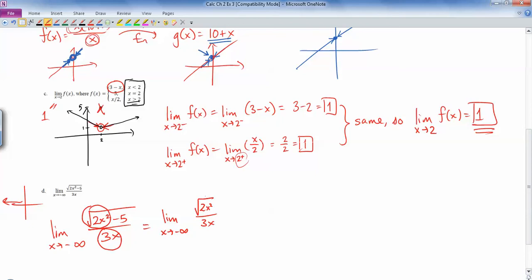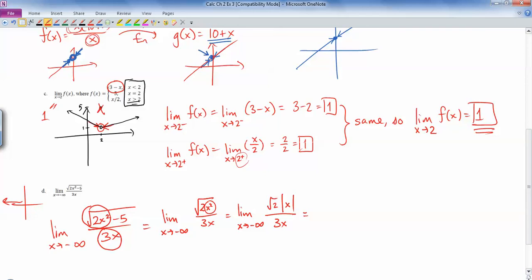Now, root 2x squared. Let's rewrite the limit part. The root 2 is just root 2. If I take out the x squared, that's actually the absolute value of x, right? Because I don't know if x is positive or negative, but I know that if I square it and take the square root, it has to be the positive version. So I'm going to put it in absolute values there. And then the bottom is over 3x.